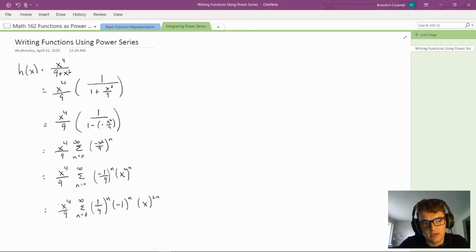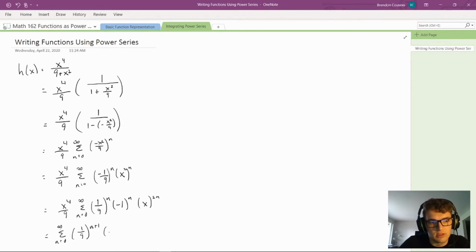Okay, so now we can bring our x to the fourth inside and combine it with our x to the 2n term, and we can bring our 1 over 9 inside. So this is going to be equal to the summation as n is equal to 0 to infinity. Looks like we're going to have 1 over 9 to the n plus 1.